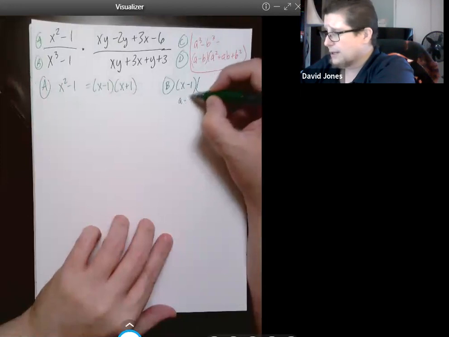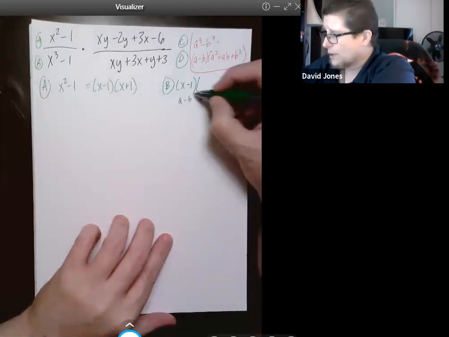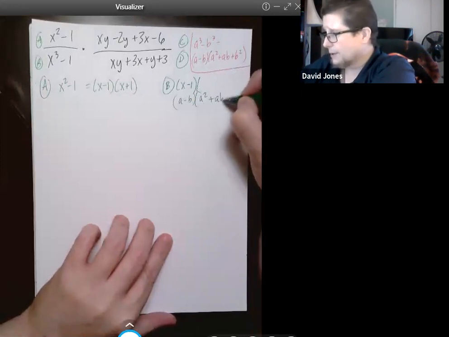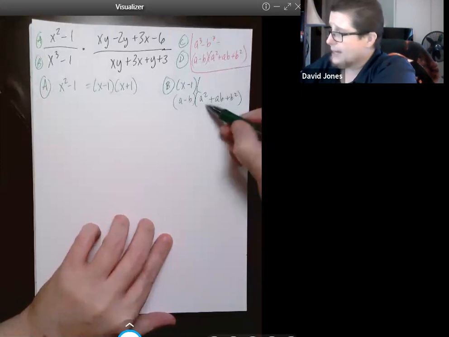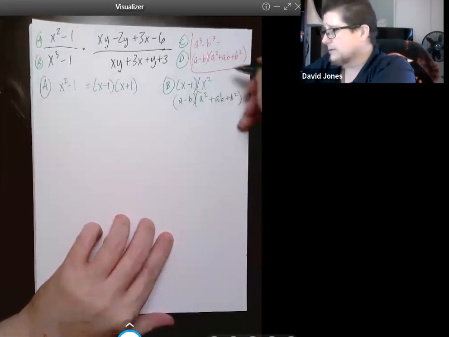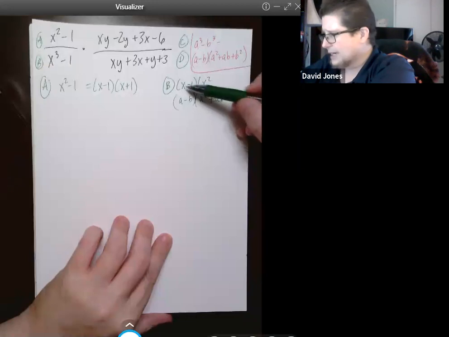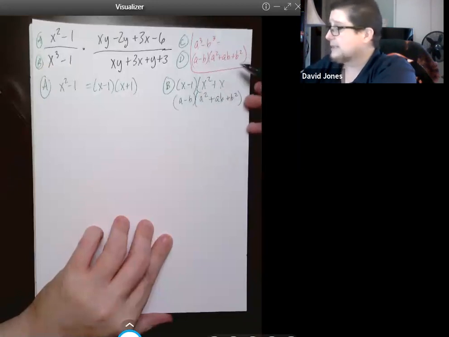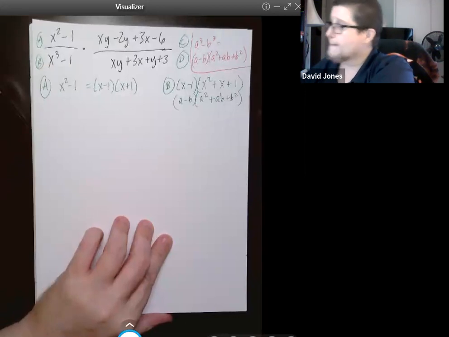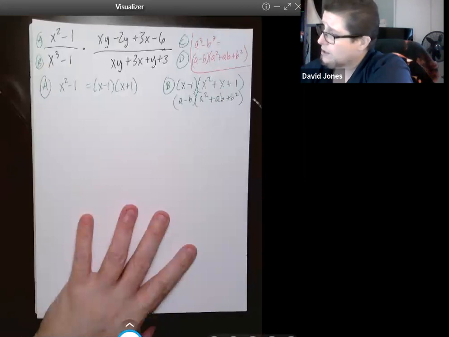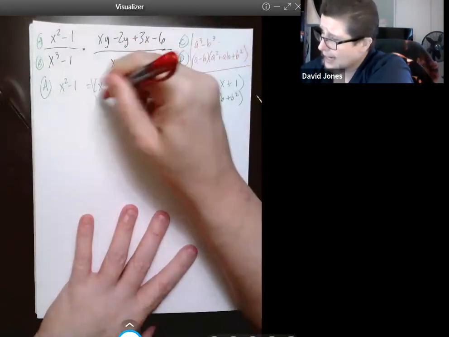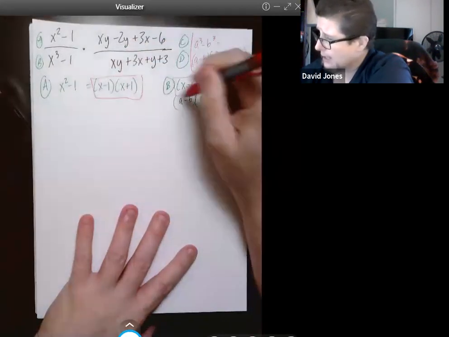So a minus b. And then I want a squared plus ab plus b squared. So a is x, x squared. A is x, b is 1, so x times 1 is just x, and b squared is 1 squared, which is 1. So that's one thing, that's A, that's B.